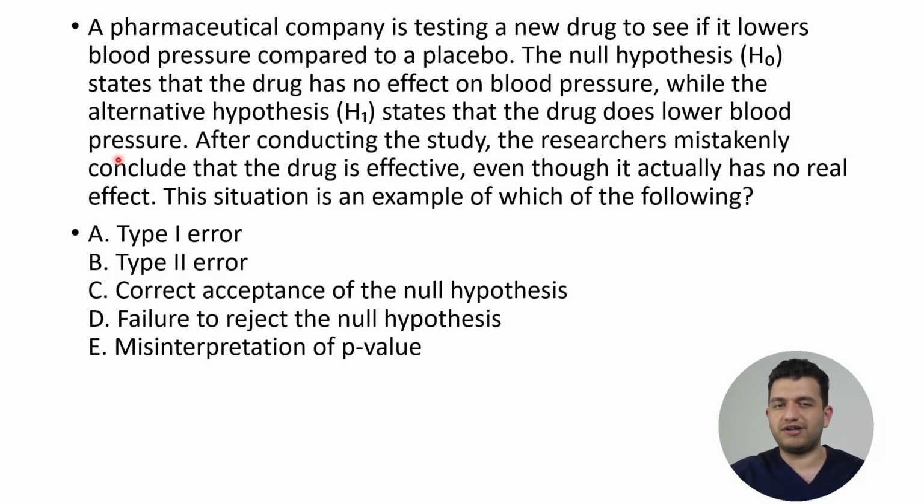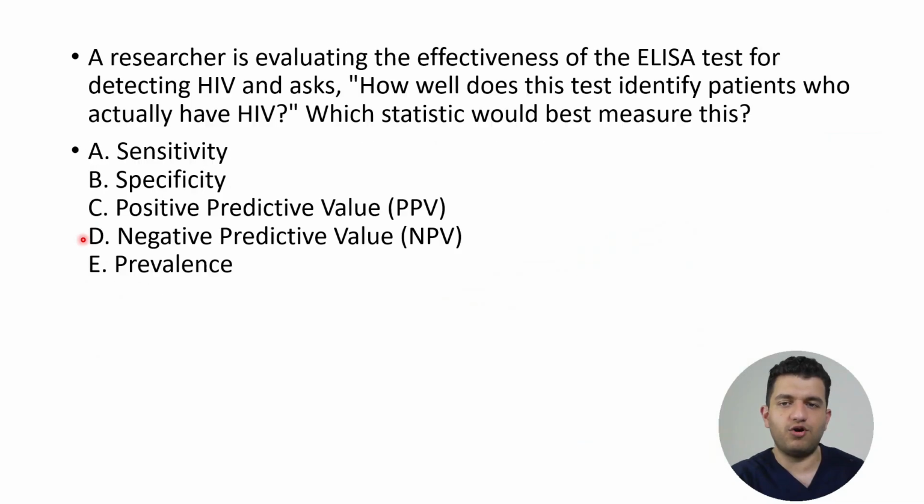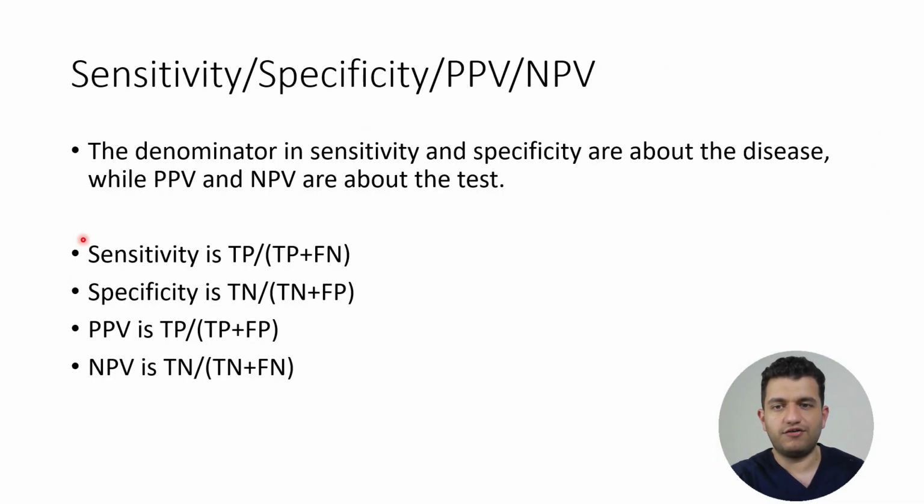So what's the error here? They said there is an effect, so that's the positive. However, they were mistaken, so it's false positive, type 1 error, A. All right? So that was hypothesis testing. Now I'm going to move to the topic of sensitivity, specificity, positive predictive value, and negative predictive value. And we will conclude that video with this topic.